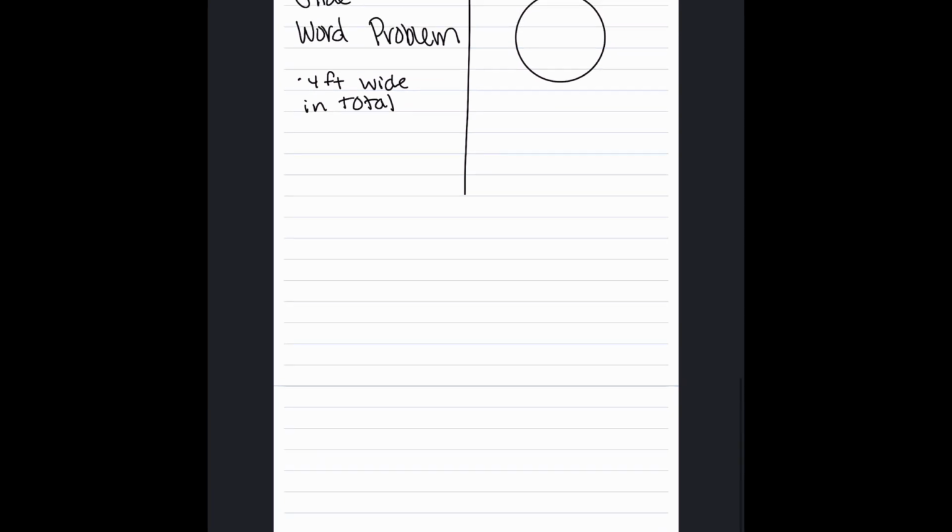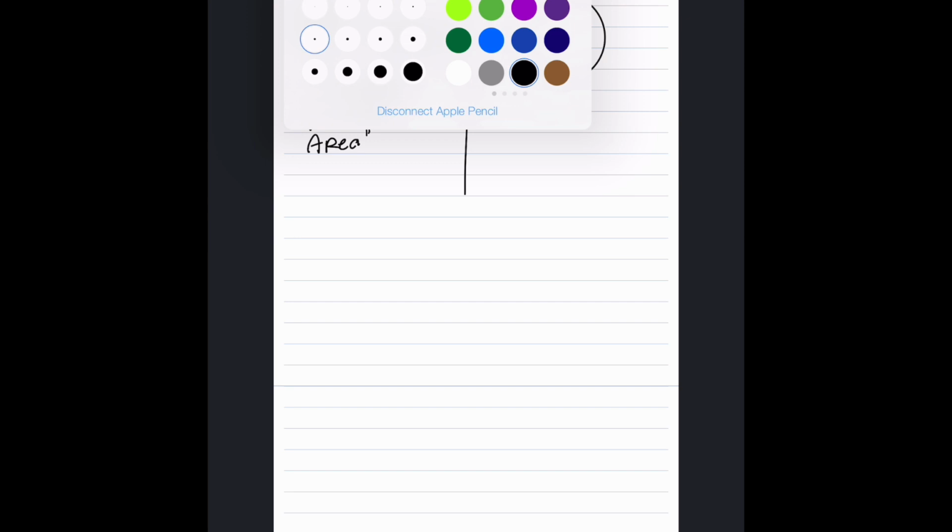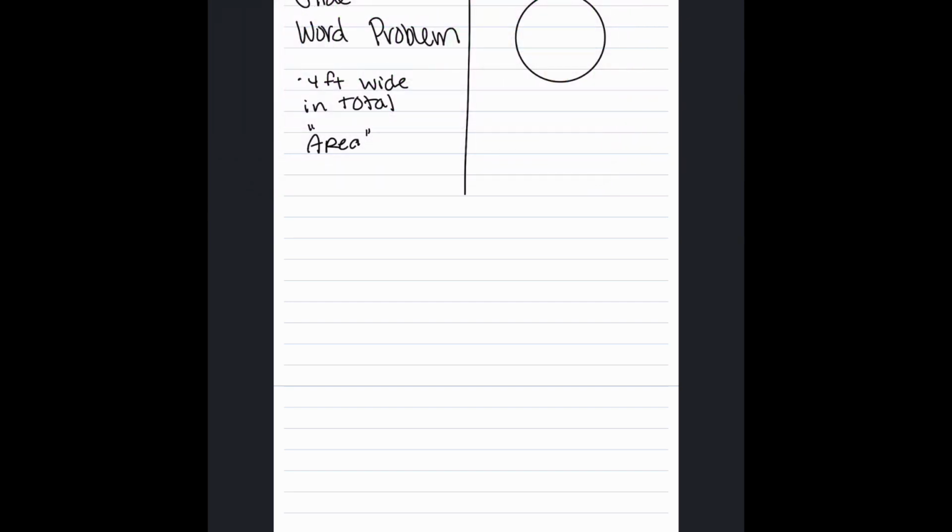I'm just writing down some stuff. Use the area of the circle to help determine how much stone we will need to fill the circle. So we want to find the area of this imaginary circle in the word problem. We're building a circular stone path, and we know that the circle is 4 feet wide in total. So the total width, from end to end of the circle, is 4 feet. That purple line I just drew is 4 feet.